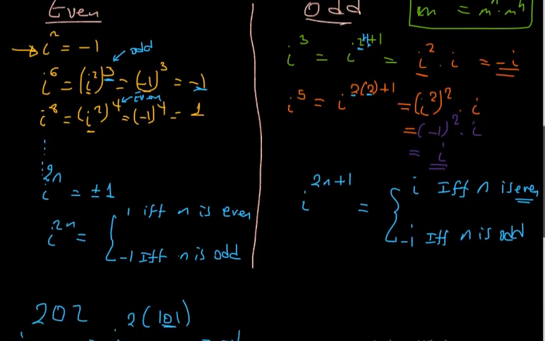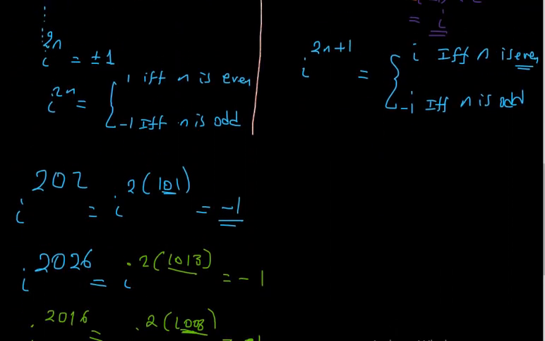Let's see some examples here. What's the value when the power is 21? That's definitely odd. So this is the same as i to the power of 2 times 10 plus 1. Here, obviously, n is even, as you can see, it's 10. So that goes to positive i.